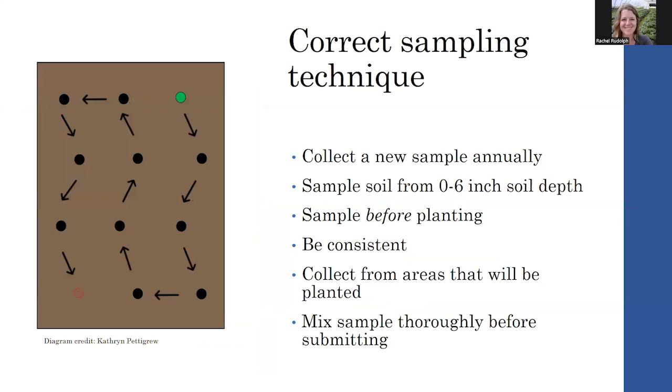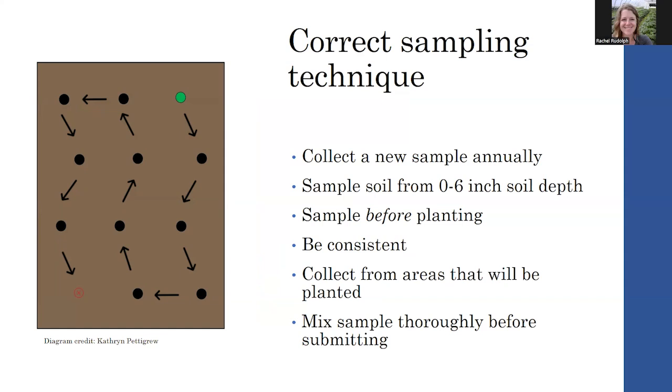So, soil sampling, there is a correct sampling technique. For vegetable producers and for those growing in a high tunnel, it's really important to collect a new sample at least annually. If you're continually turning over your high tunnel every season and growing new crops in it every season, it would probably be a good idea to sample more than once during the year.